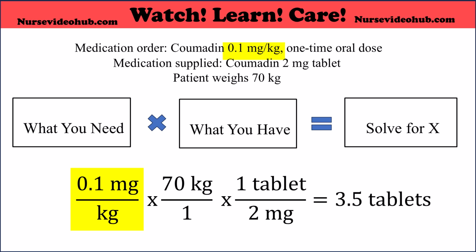This is a weight-based dose. The desired or prescribed amount is 0.1 milligram per kilogram. You need to calculate the amount of medication to administer based on the patient's weight. The patient weighs 70 kilograms.